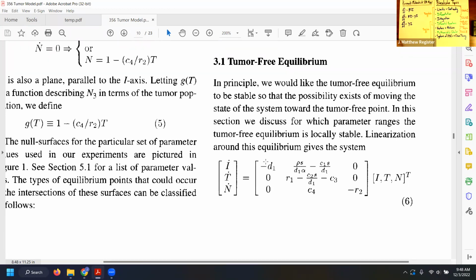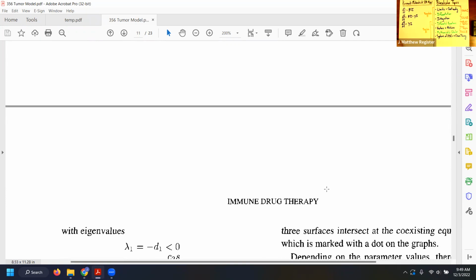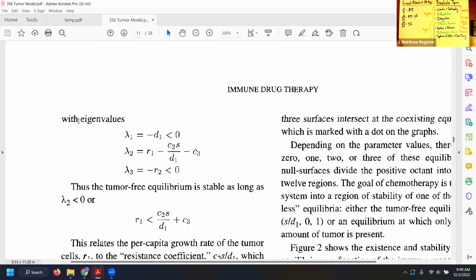And so they've now got 3 equations written in this structure. This is called the linearization around the equilibrium. It's also known as the Jacobian, I believe. But once we have that, we can calculate something called the eigenvalues. If all of the eigenvalues are negative, then that tells us that we have a stable equilibrium. Well, it turns out 2 of them are guaranteed to always be negative. The third one is not. And so the question is, when is this third one going to be negative? And we have an equation for it.